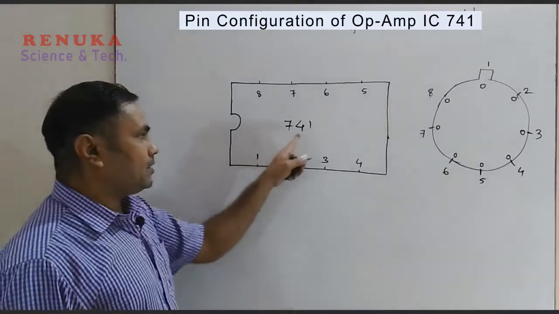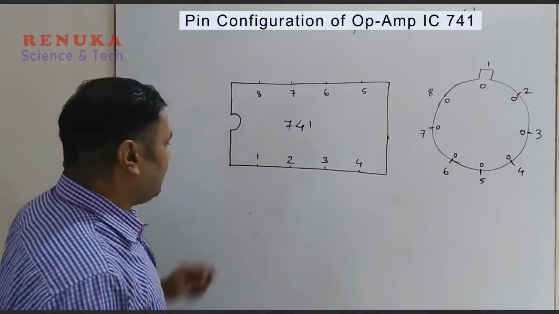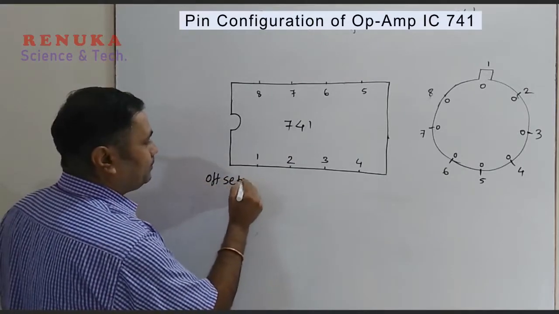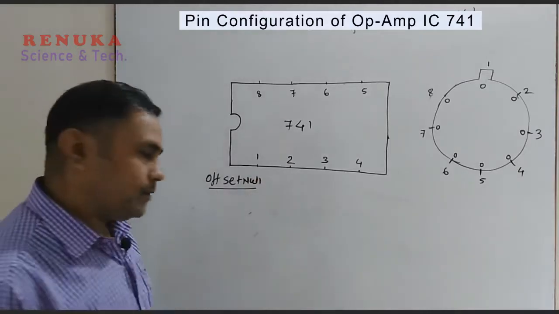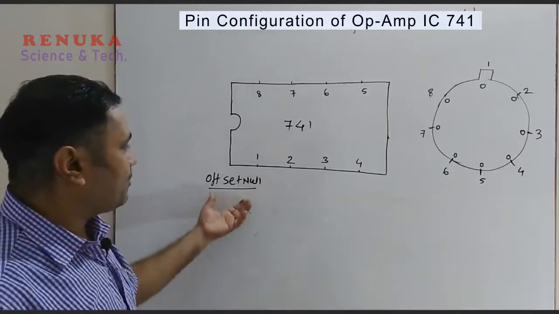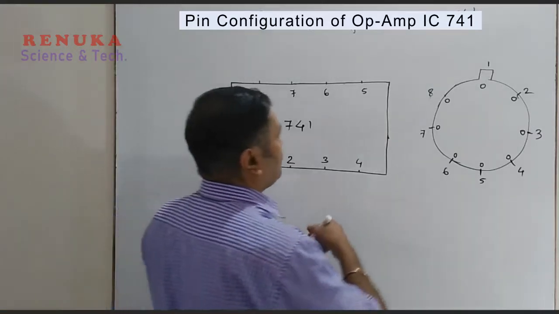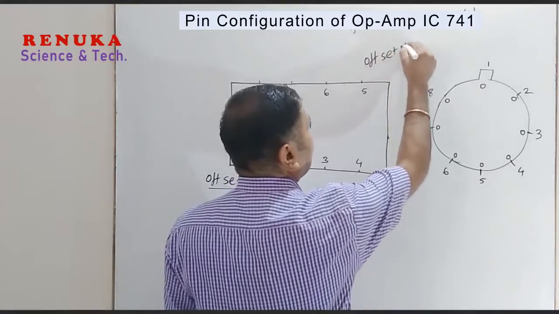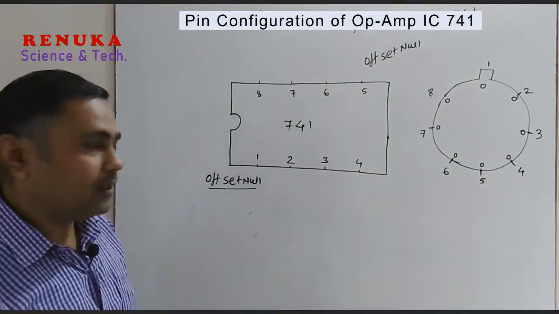For the IC741, pin number 1 is set for the function of offset null. We have just seen what is meant by offset null. In the same way, another pin is also used for offset nulling. It is pin number 5. So this is also a pin which is used for nulling the output under zero signal condition.